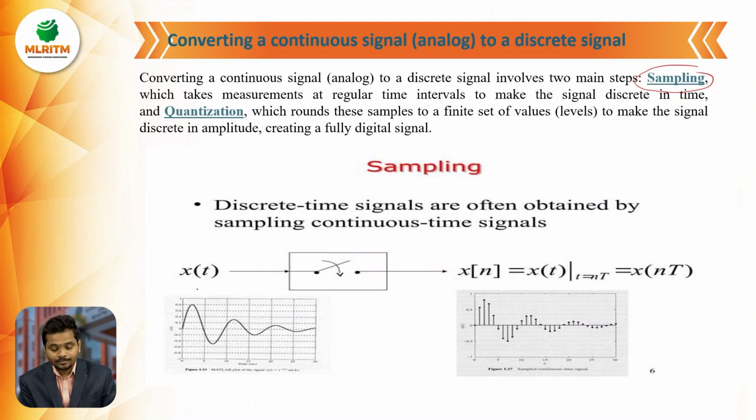If you see here, discrete time signals are often obtained by sampling continuous time signals, and this is illustrated by this block diagram. Here, x of t goes through a sampling circuit and is converted to x of n. So x of n equals x of t at t equals nT, that is nothing but x of nT.